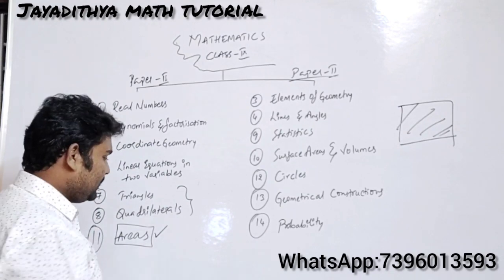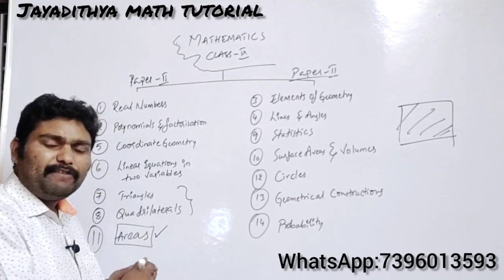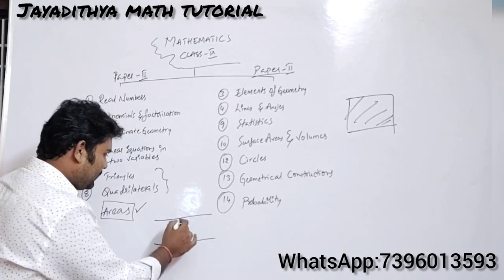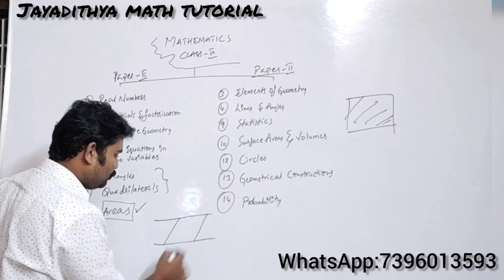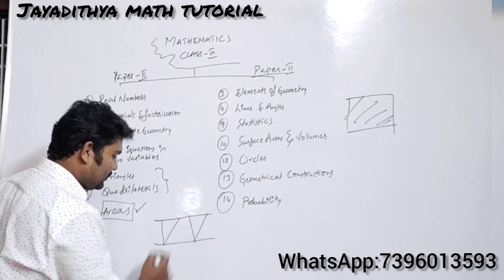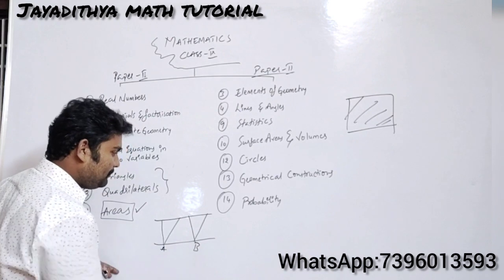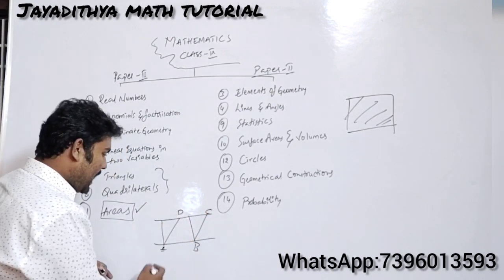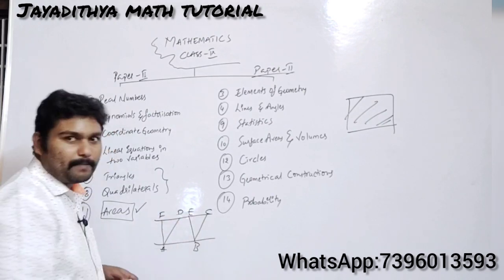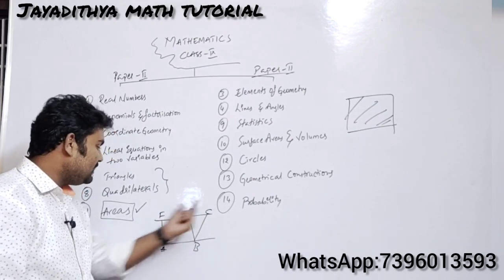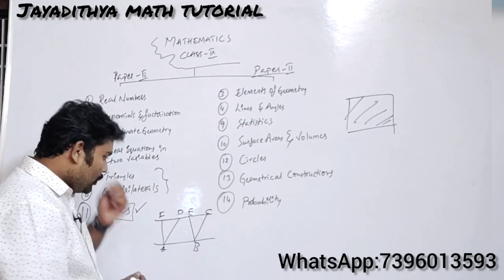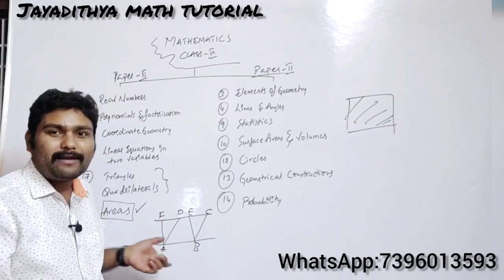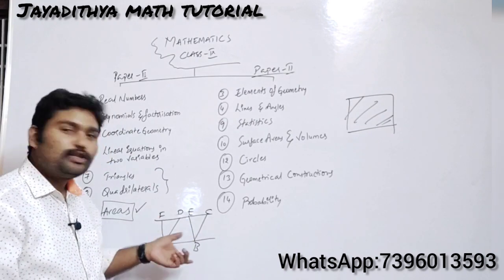Here you will be having some properties. For example, there are 2 parallel lines, and in these 2 parallel lines, let us think there are 2 parallelograms with the same base. Let us take the base as AB. ABCD is one parallelogram and ABEF is the other parallelogram. If you observe this, the areas of both the parallelograms will be equal.